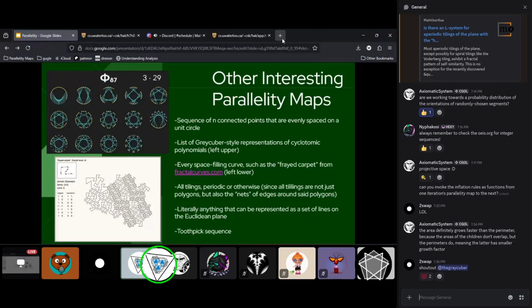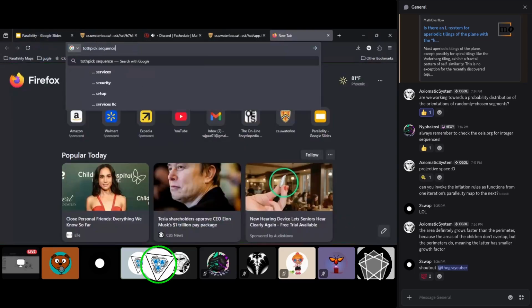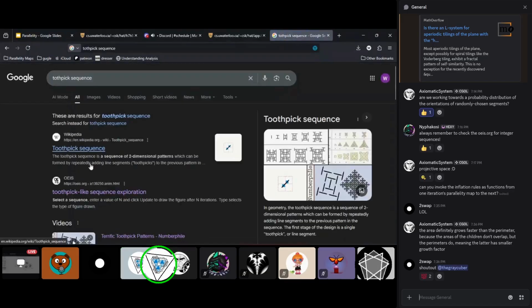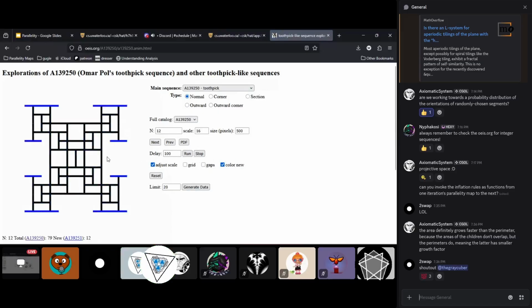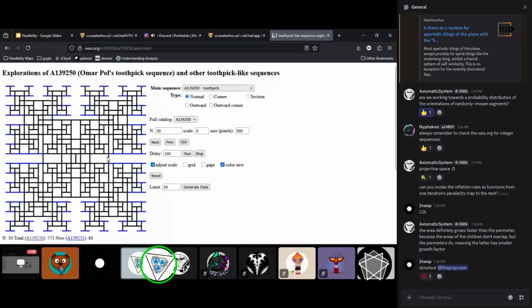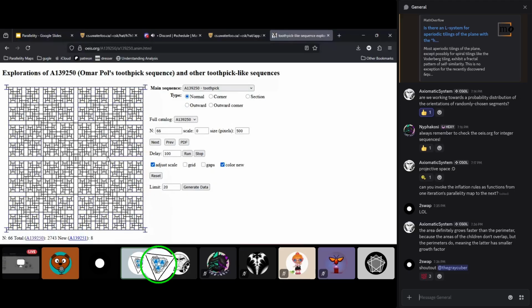All tilings are just sets of polygons. The toothpick sequence was another one that I wanted to look at. We love the OEIS here. Here's another sequence.